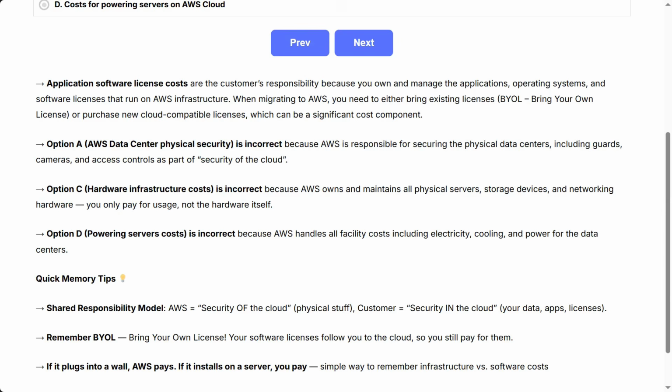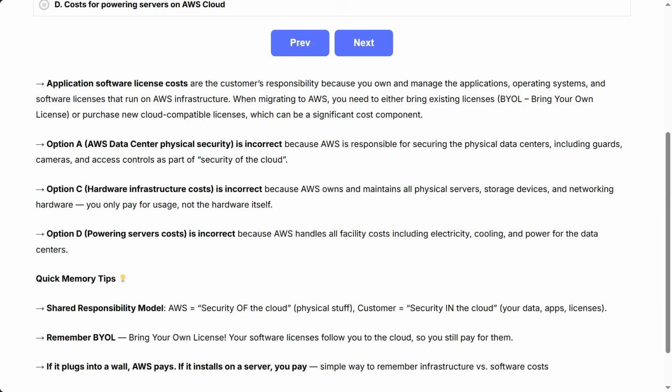Option A, AWS data center physical security, is incorrect because AWS is responsible for securing the physical data centers, including guards, cameras, and access controls, as part of security of the cloud. Option C, hardware infrastructure costs, is incorrect because AWS owns and maintains all physical servers, storage devices, and networking hardware. You only pay for usage, not the hardware itself. Option D, powering servers costs, is incorrect because AWS handles all facility costs, including electricity, cooling, and power for the data centers.